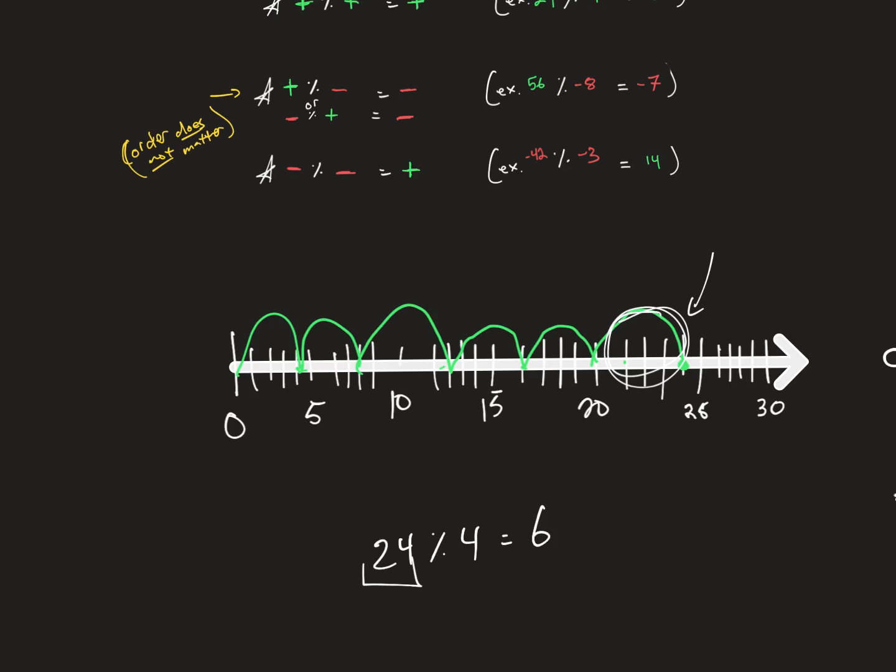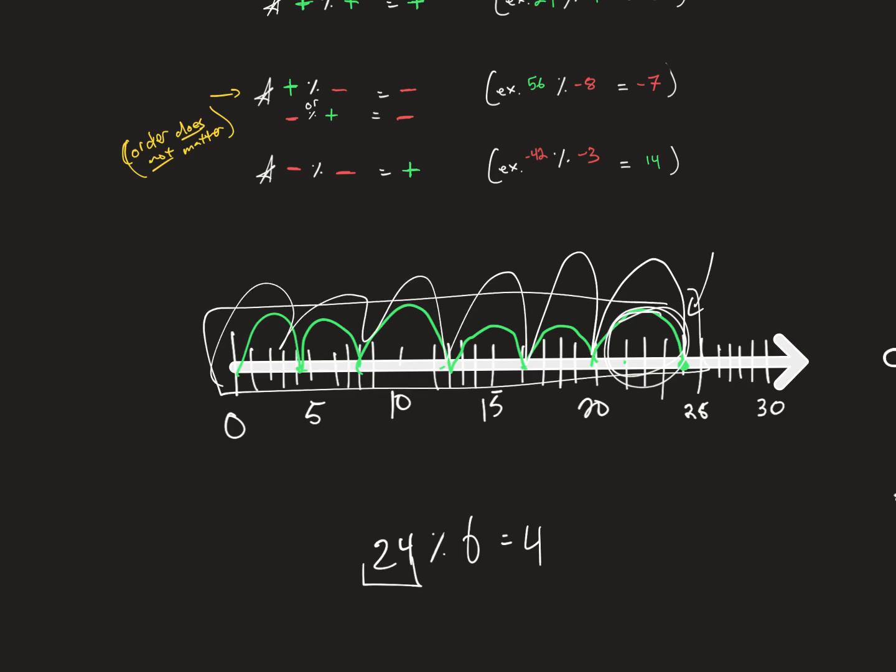Whoops, redid it. I'm dividing by 6. Okay, my pen's not working. 24 divided by 6 gets me 4. So each of these I'm dividing by 4, 4, 4, 4, 4, 4, 4. So I will have 6 groups of 4.